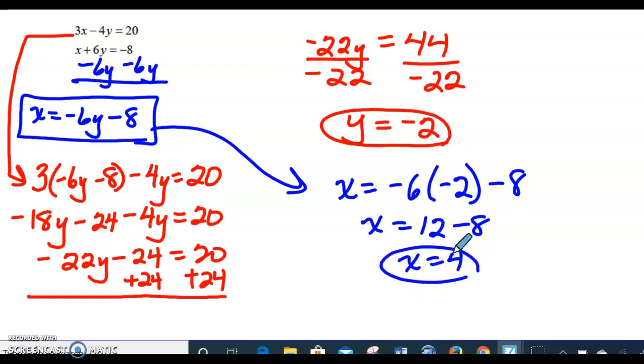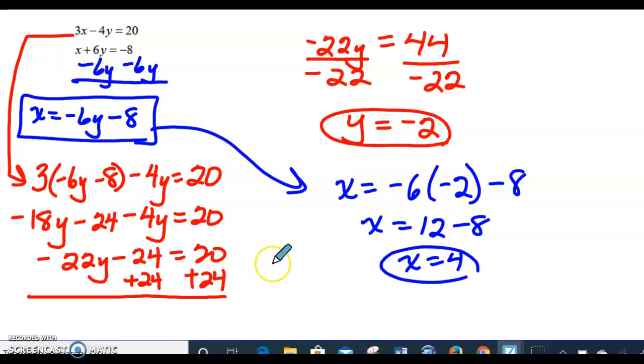So when x is 4, if I plugged it back in here, that'd be 12. And if y is negative 2, that would be a positive 8. And 12 plus 8 is 20. And if x is 4, that's 4. And then 6 times negative 2 is negative 12. So 4 minus 12 is negative 8. So I know my answer works.